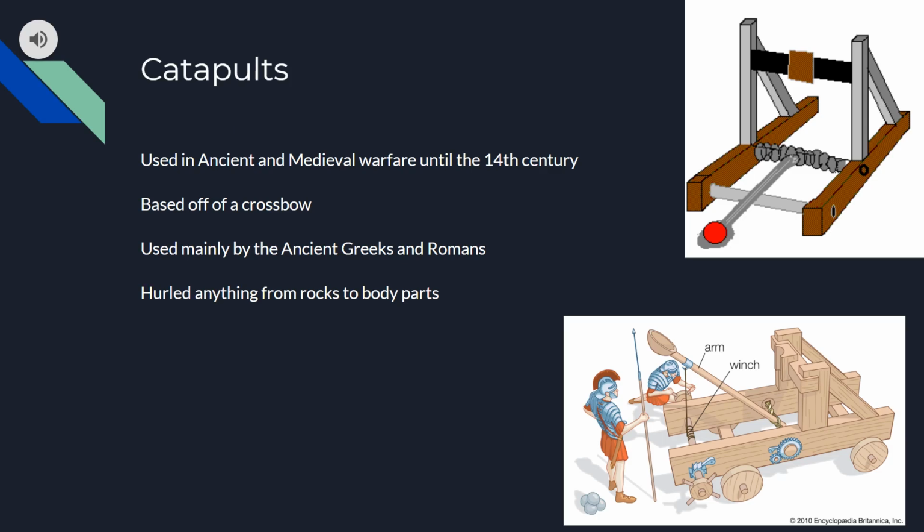They were used mainly by the ancient Greeks and Romans, and they hurled anything from rocks to body parts to dead animals to anything that could fit on the arm.